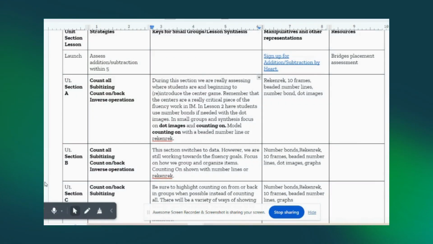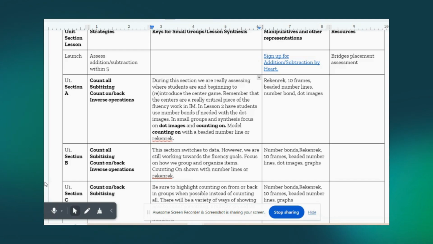For Unit 1, sections B and C, we're really beginning to switch into data, which it may not seem as very connected to our fluency goal, but this is one of those areas where we're thinking about different representations of numbers, how we represent them, counting, and we can still look at the strategies that students are supposed to be working towards in this unit.